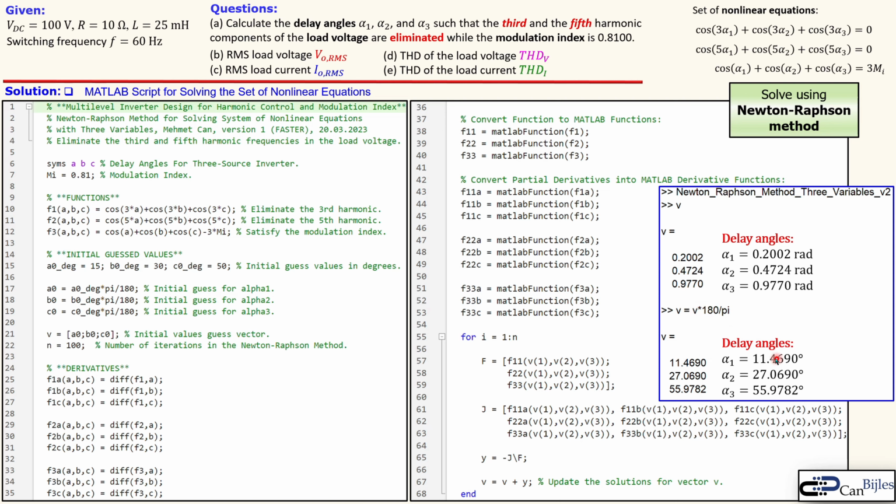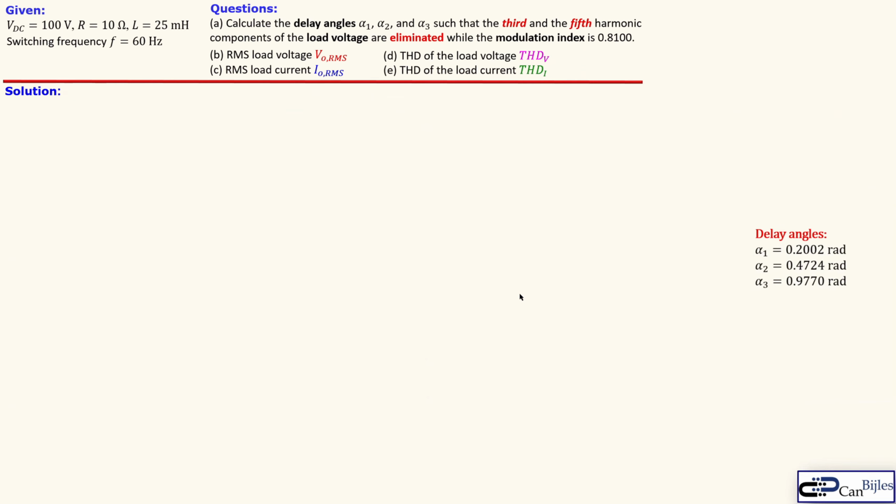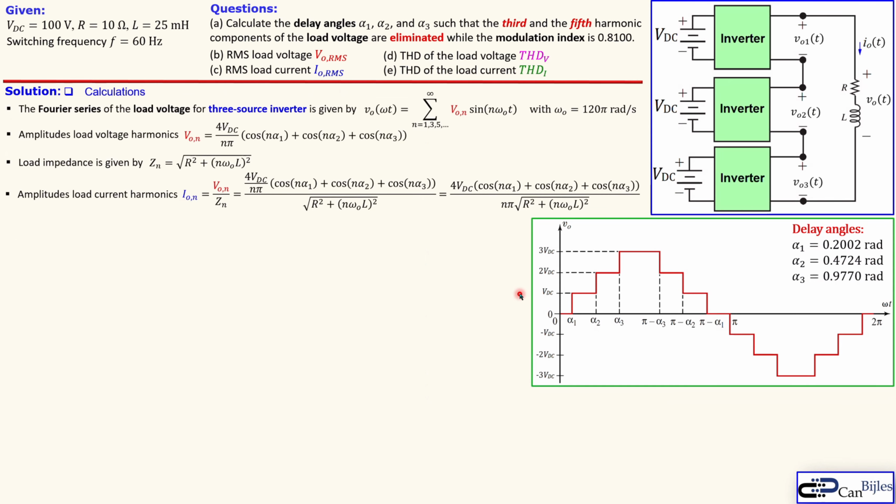You see my initial guess for alpha 1 was pretty fine. It was 15 degrees, so I came up here at 11.5. The other one was also pretty close actually, so this is good enough for this case. So these are the exact or close exact values I need for my alpha 1, alpha 2, and alpha 3 in order to eliminate the third and the fifth harmonic, and having a modulation index of 0.81.